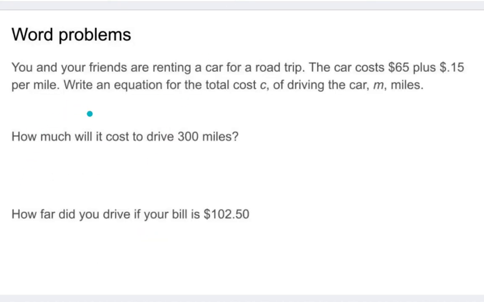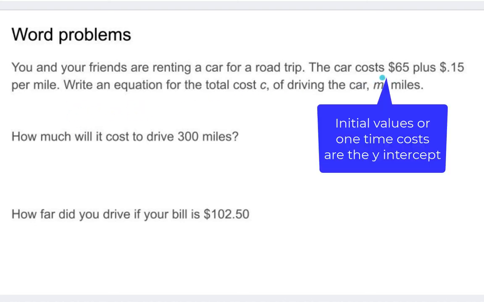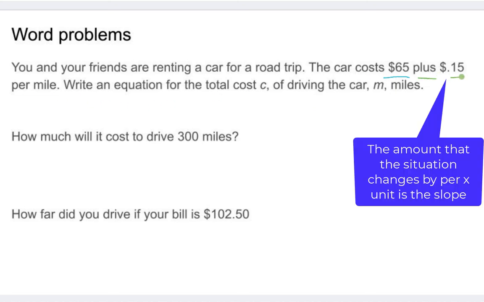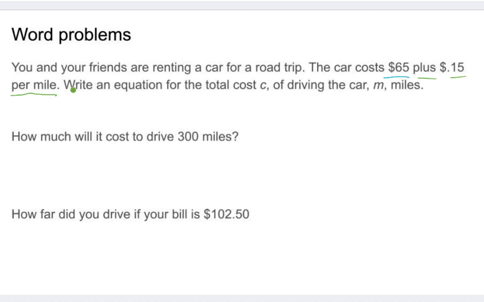So there are a lot of real-world situations that are linear. In this case, we're going to rent a car for a road trip. The car costs $65. That's a one-time cost. So a starting value or one-time cost is our y-intercept. If you're driving the car, they're going to add 15 cents every mile we drive, which means the 15 cents per mile is our rate of change, so that's our slope.